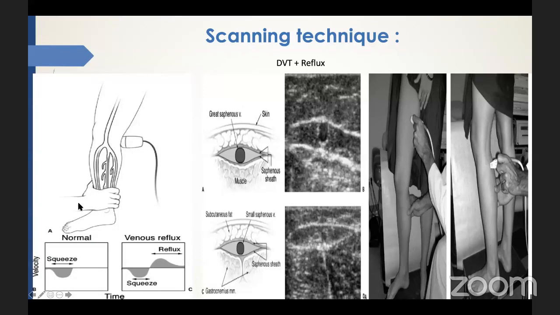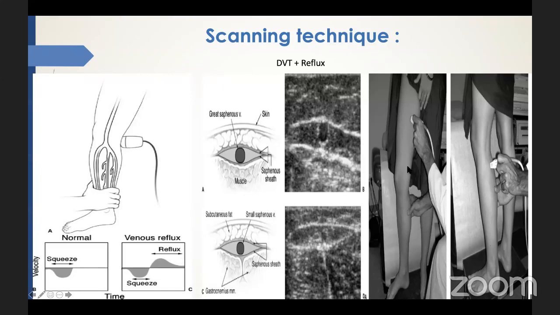Using the augmentation technique here, the normal spectral waveform would be like this, not exceeding the baseline or exceeding it for less than 0.5 seconds. And if there is a reflux, then the reflux will be coming from above the baseline and giving you the grade of the reflux, whether mild, moderate, significant or severe reflux.